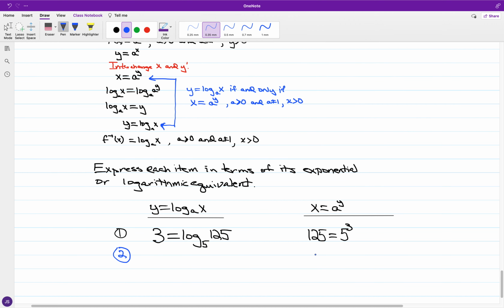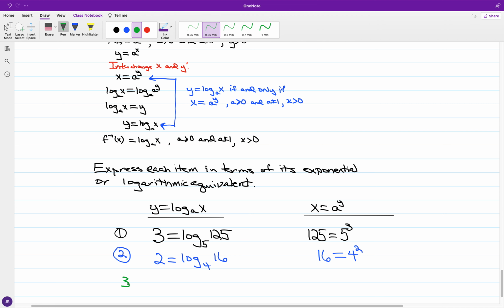Now let's say I start out with an exponential statement that we can agree on. Say we have 16 is equal to 4 raised to the second. So y is at 2, a is at 4, x is at 16, and rearranging in terms of the logarithmic equivalent, we have y, which is 2, is equal to the base a logarithm, and the a is going to be what was the exponential base, which we have at 4. So 2 is equal to the base 4 logarithm of 16.